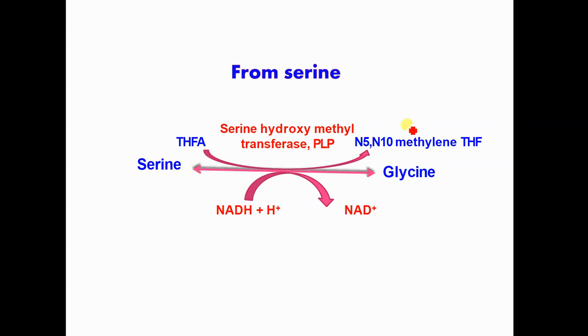Serine will be converted to glycine, and here tetrahydrofolic acid will accept the one carbon fragment from serine and form N5,N10 methylene tetrahydrofolate, catalyzed by the enzyme serine hydroxymethyltransferase in the presence of pyridoxal phosphate, and reducing equivalents will be provided by NADH.